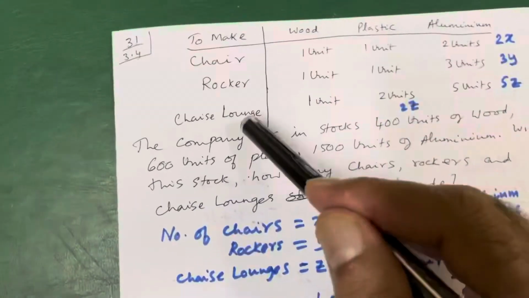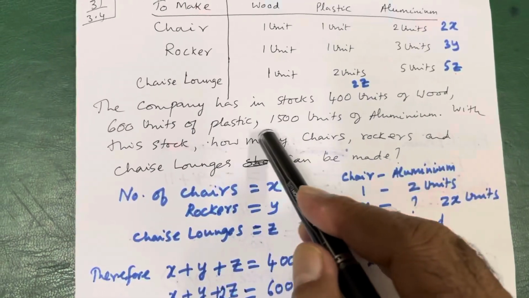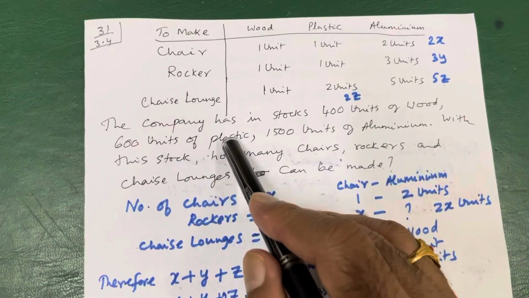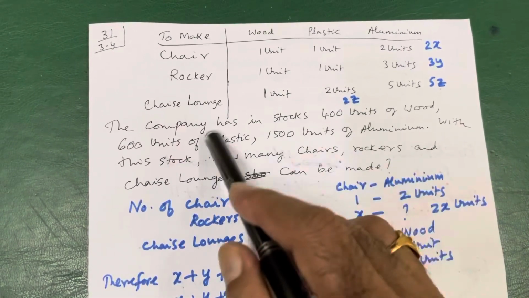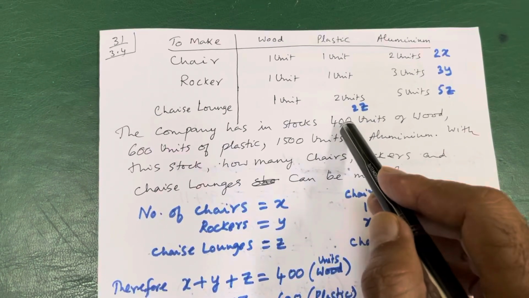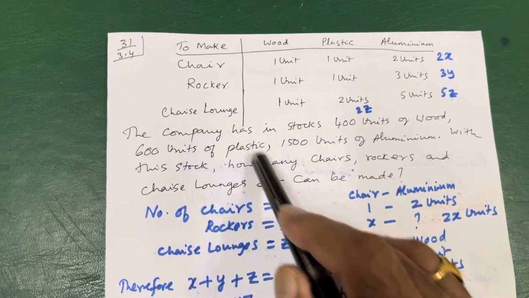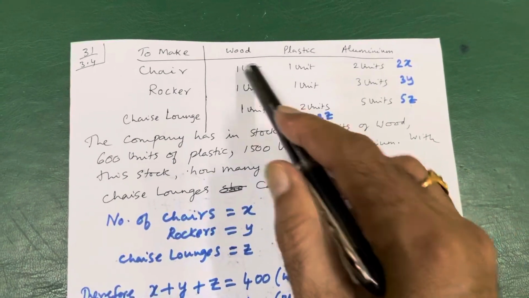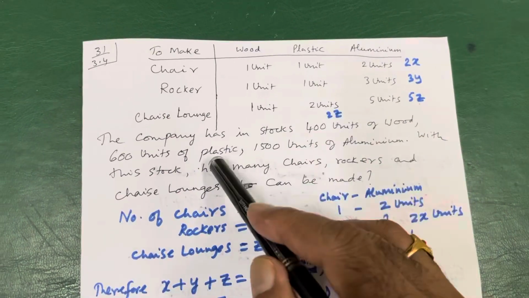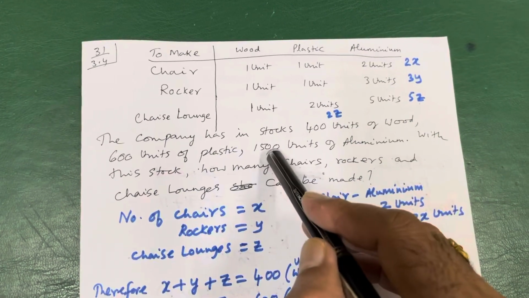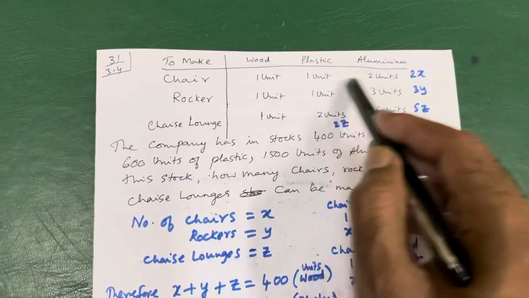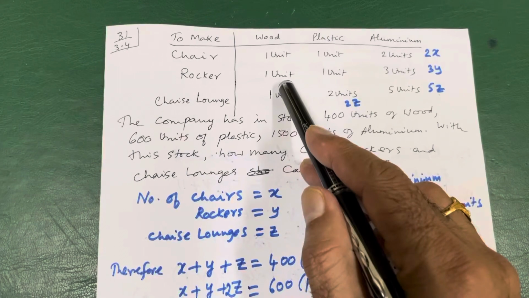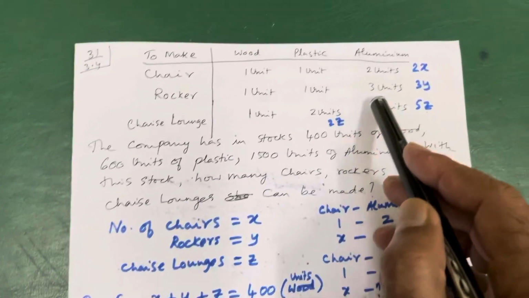It is a 3 variable problem. A factory has 400 units of wood, 600 units of plastic, and 1500 units of aluminum. With this material, the factory can make some chairs, some rockers, and some chaise lounges. To make a chair they need 1 unit of wood, 1 unit of plastic, and 2 units of aluminum. Similarly, for a rocker, 1 unit of wood is required, 1 unit of plastic is required, and 3 units of aluminum is required.